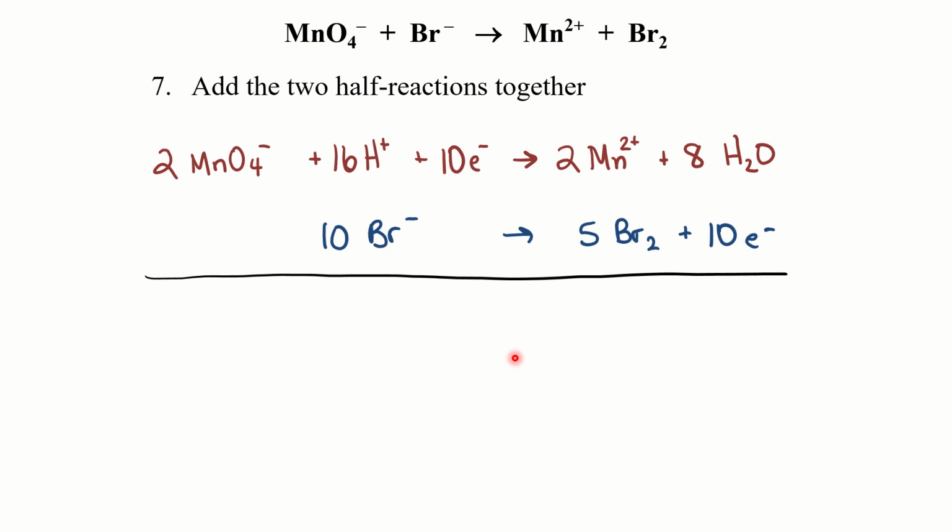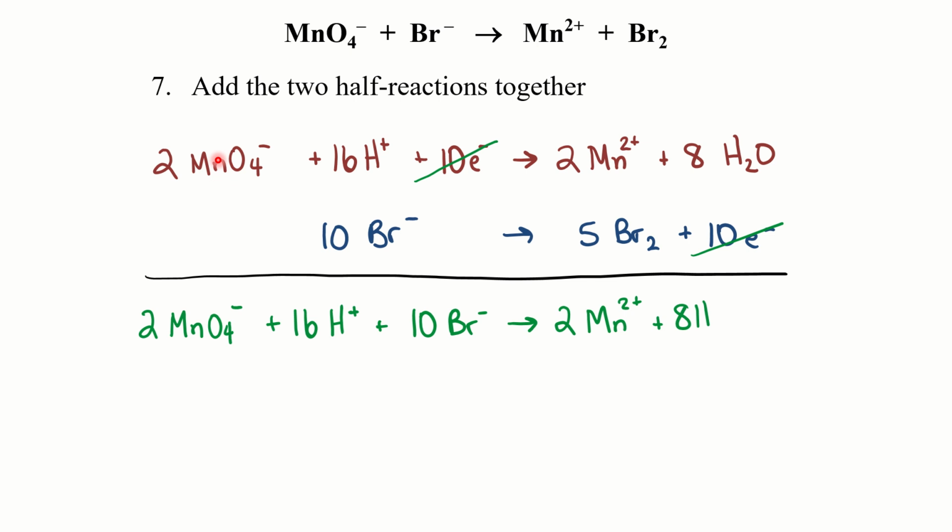Anything that's the same on both sides can be canceled out, which in this case are the 10 electrons. And so I get a final answer of 2MnO4 minus plus 16H plus plus 10Br minus forms 2Mn2 plus plus 8H2O plus 5Br2. And so this is the final answer. This shows the redox reaction balanced in acidic conditions.